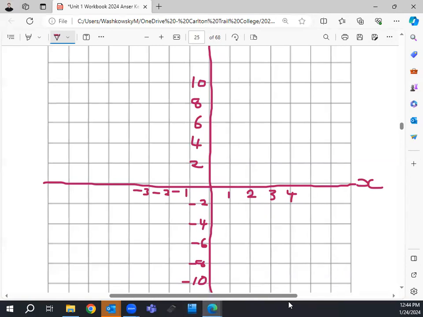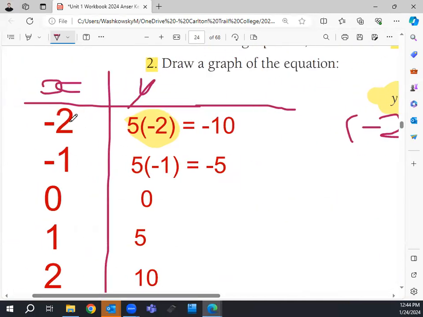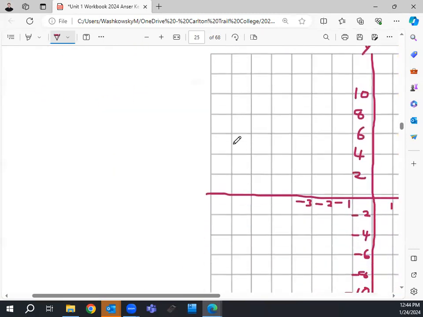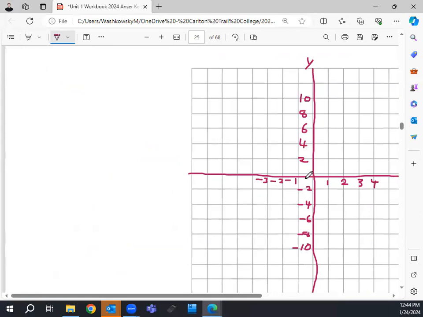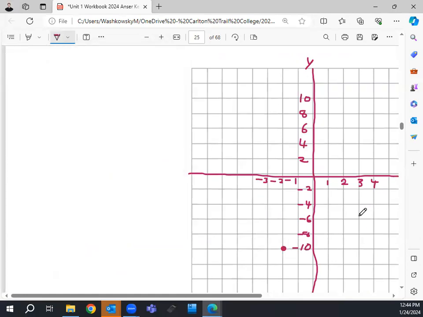So now I have my scale in here. All I have to do is plot my points. When x is -2, my y is -10. So I'm going to go along to -2 on my x, and then I'm going to go down to -10 on my y, and that point is going to be, let me make that bigger, right here.